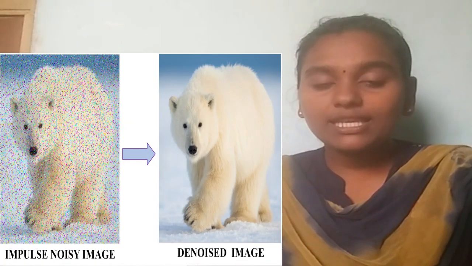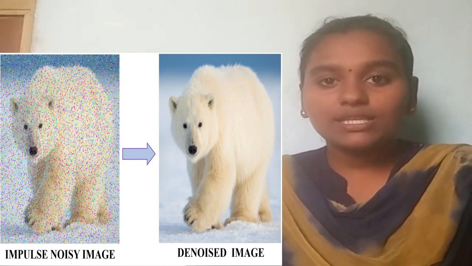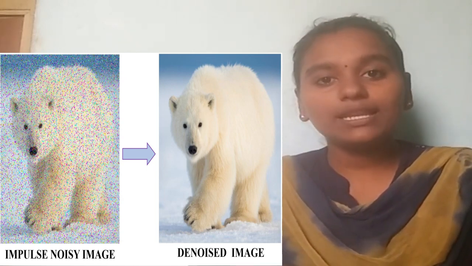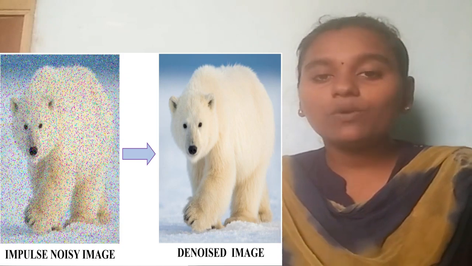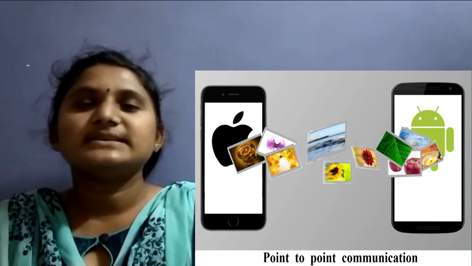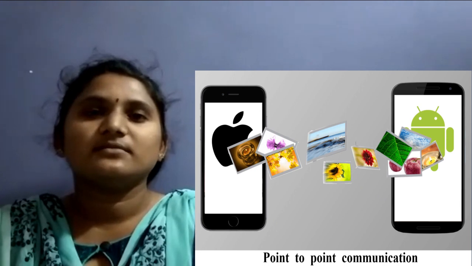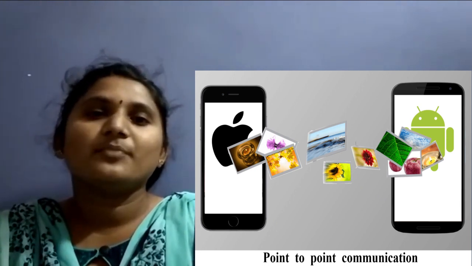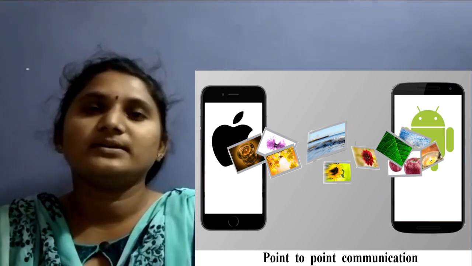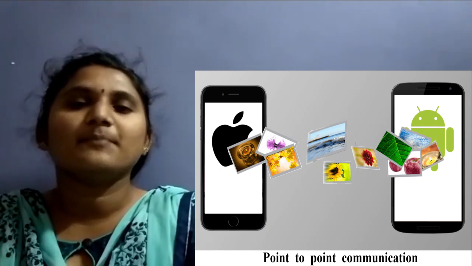Our aim of the project is to reduce the impulse noise in digital color images, and to preserve the fine details and useful information of an image. Now here comes a question: what is an impulse noise? Impulse noise is a special type of noise which is caused by transmission error during mobile or point-to-point communication, when an image is transferred from one point to another point. The image may get corrupted by adding some noise, that is an impulse noise.